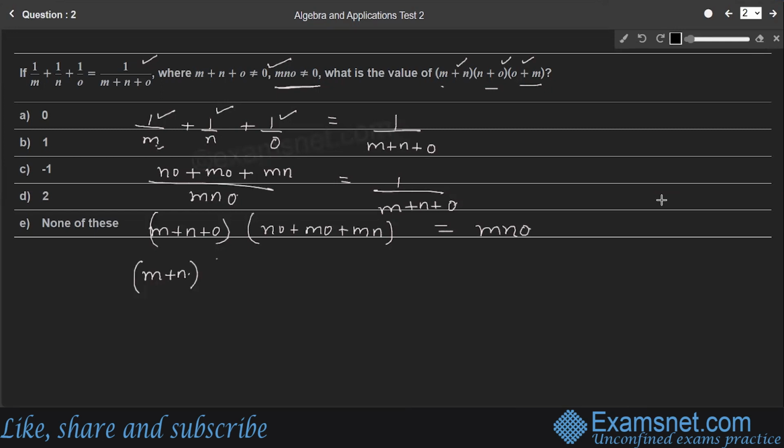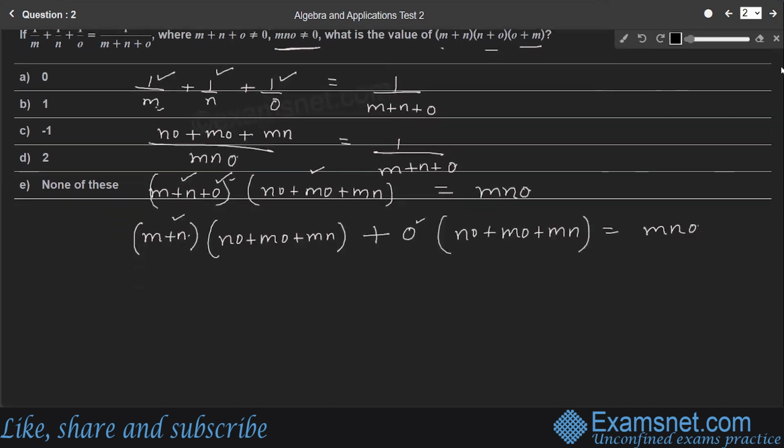So (m + n) into the second term, that is no + mo + mn, plus the last term in the LHS part: o plus o into the second term, no + mo + mn, right? So it is equal to m into n into o. So instead of taking m + n + o in the LHS part, first we have taken m + n, then we have taken o into the second term, right?